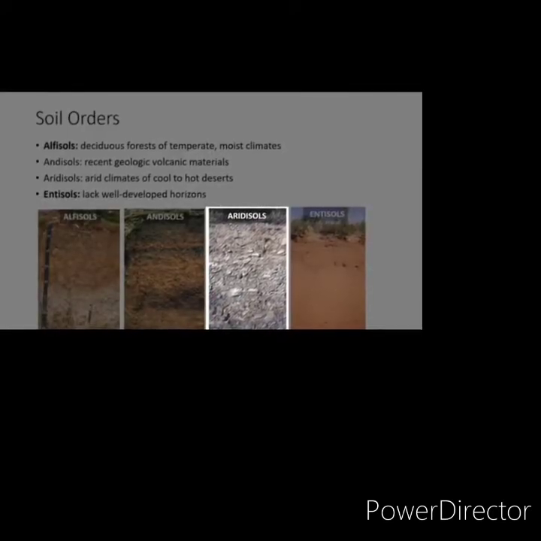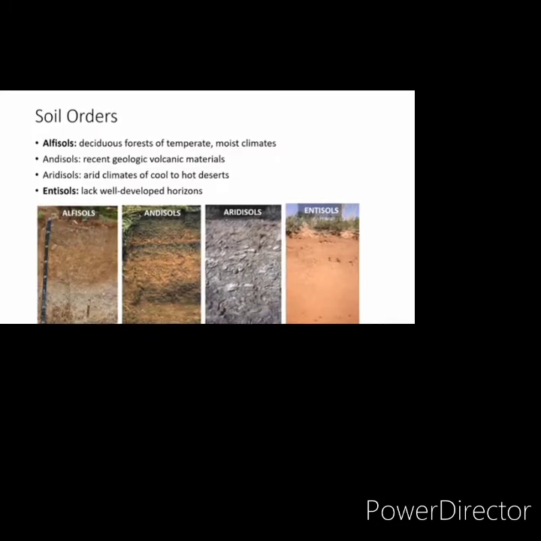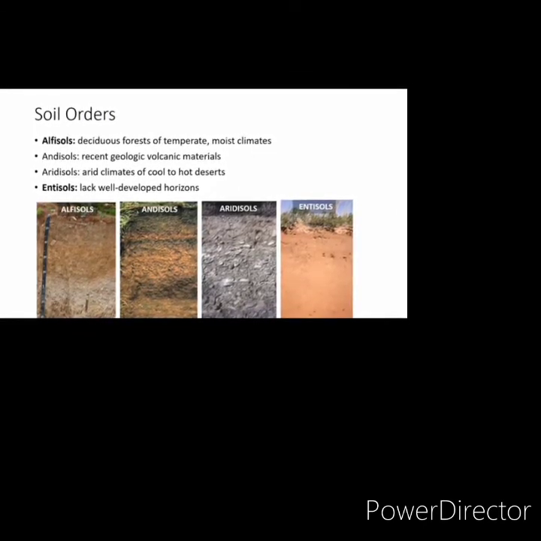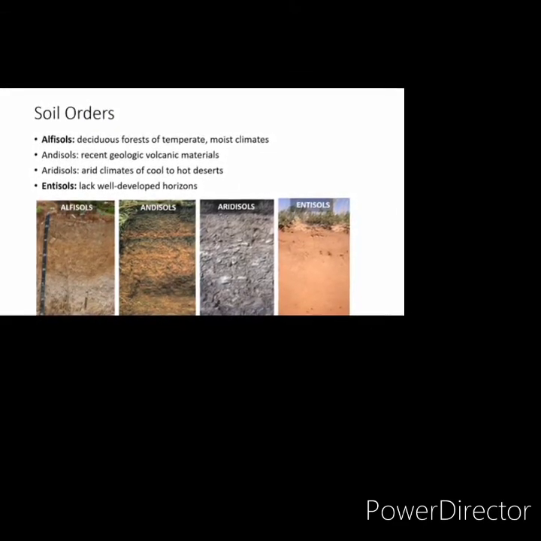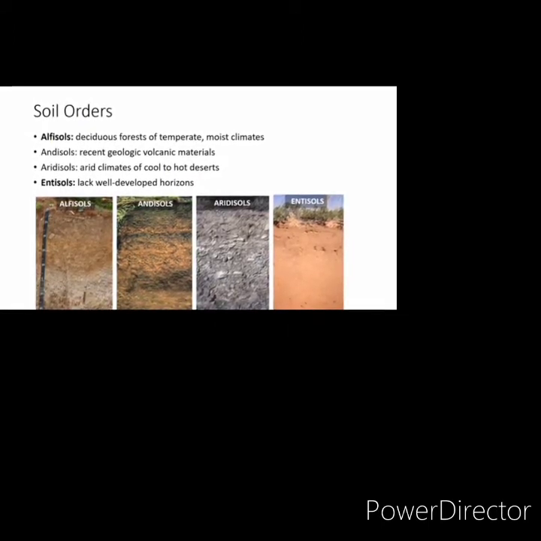Aridisols are soils of arid climates of cool to hot deserts and shrublands, often with alkaline and salted horizons. Arid means dry. Aridisols are not productive for agriculture unless irrigated, as many are in western United States.